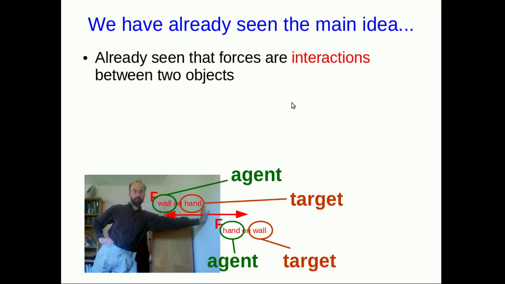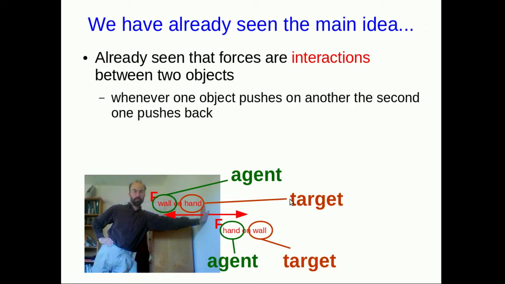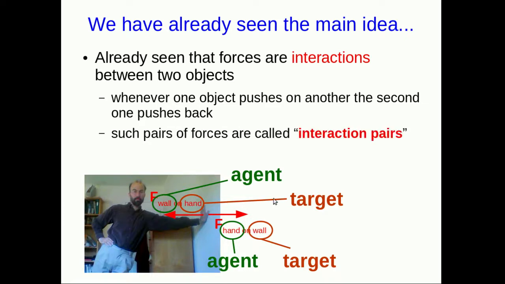We saw way back in the last unit that when my hand pushes on the wall, the wall pushes back on my hand. All forces result from interactions between two objects, and each of the objects exerts a force on the other. So whenever one object pushes or pulls on another, the second object pushes or pulls back. These pairs of forces are called interaction pairs. So the force that my hand exerts on the wall and the force that the wall exerts on my hand are the two forces resulting from the interaction between my hand and the wall, and we say that these two forces form an interaction pair.